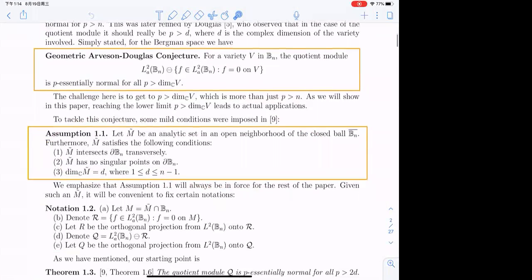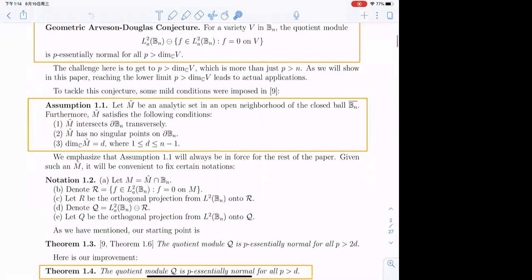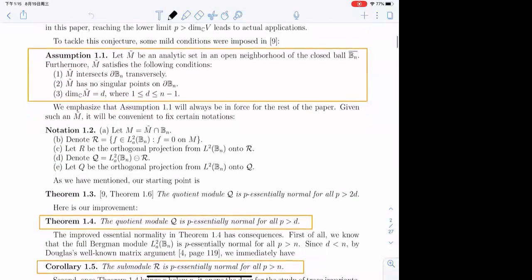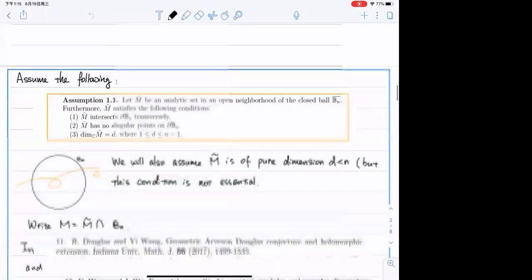If you have an analytic set in an open neighborhood of the closed unit ball of C^n, we assume that the variety satisfies these three properties. It intersects the boundary transversely. It has no singular point on the boundary, and it is of pure dimension d. This pure dimension is not essential, but the other properties are essential.